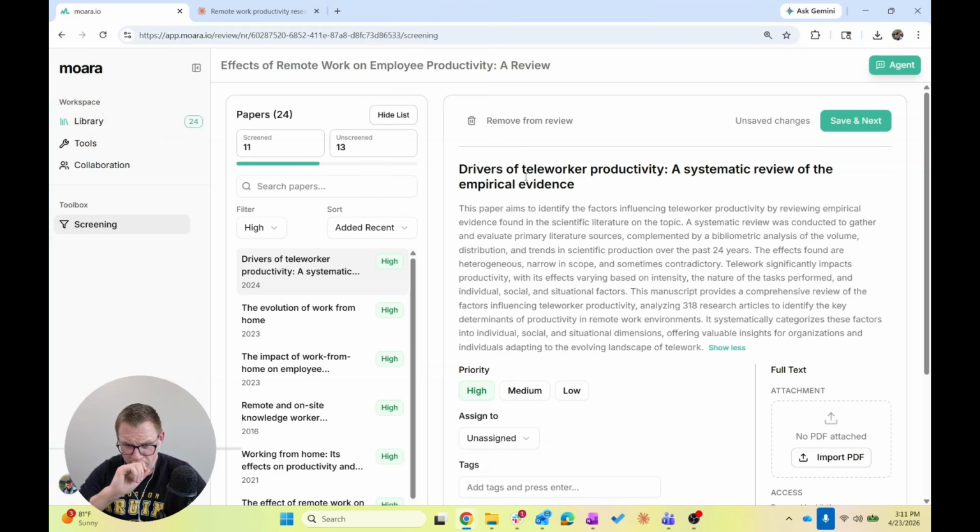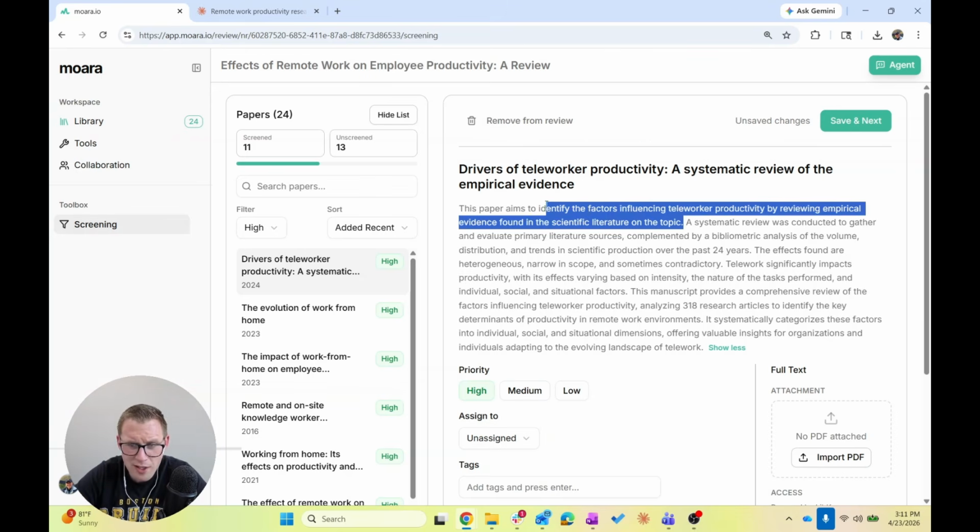So in this first one, drivers of telework, worker productivity, systematic review, really love that. Identify the factors influencing teleworker productivity by reviewing empirical evidence found in the scientific literature. I read that first sentence and one thing worries me, and that is that it does not appear to be a study of the effects of telework on productivity. It appears to be a study focused specifically on productivity within teleworkers. Maybe that's why it was lower in the search results, you'll recall. So in this case, gather and evaluate. Let me confirm that's the focus of this study.